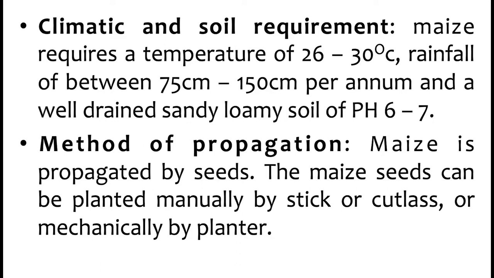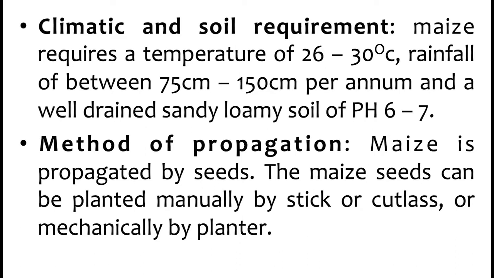So the next one is the method of propagation. Maize is propagated by seed. We propagate maize by what? By its seed. So this maize seed can be planted manually. You can plant it manually by using your stick or hoe. You can also plant it mechanically by using what?